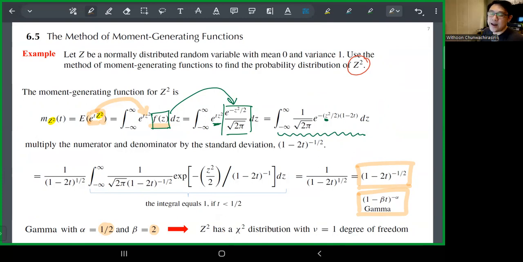Nice. All right. But at least I know now that you have a way to prove it, or at least a way that you can connect going from z to z square. You're going from the standardized normal distribution to a chi-square distribution this way, using the method of moment generating functions. Cool. I think it's kind of cool.